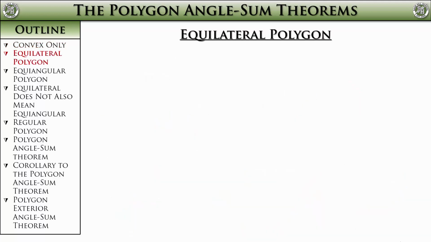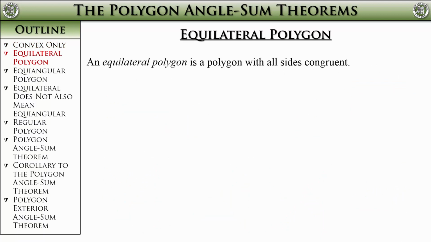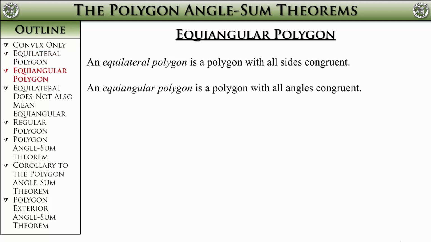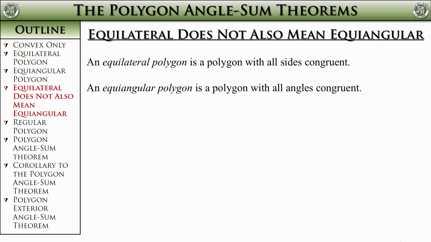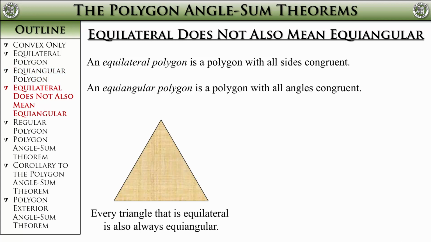Now a few vocabulary things to get out of the way before we get to the formulas. An equilateral polygon is a polygon with all sides congruent. An equiangular polygon is a polygon with all angles congruent. I've mentioned this before, but when we dealt with triangles, every triangle that is equilateral was also equiangular and vice versa. However, that is only true of triangles. It does not work for any other polygon.